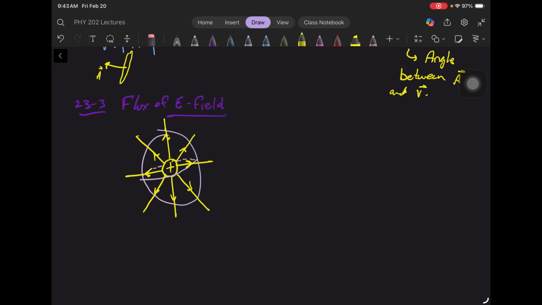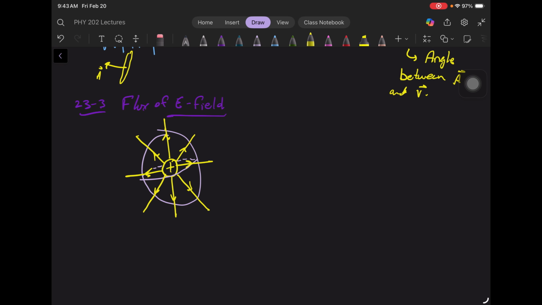And they go into the plane, out of the plane, right? Just for simplicity, I'm only drawing 2D fields. And so it's important to keep in mind that the electric field doesn't only exist where you draw the field lines, right? Field lines are a visualization of the strength of the field, where the closer they are together, the stronger they are.